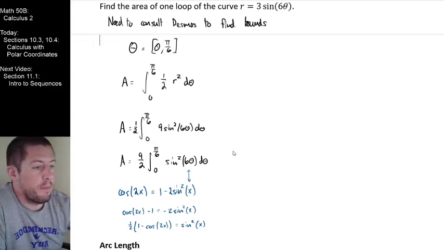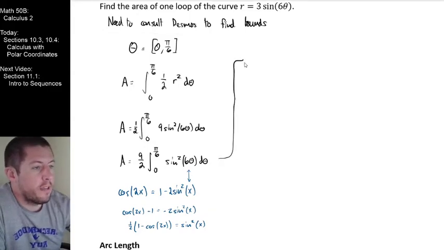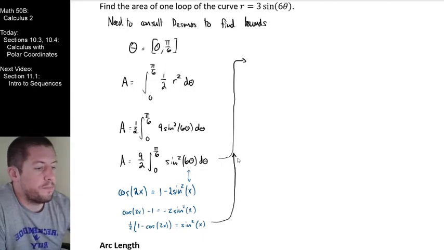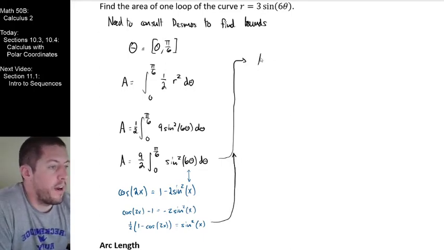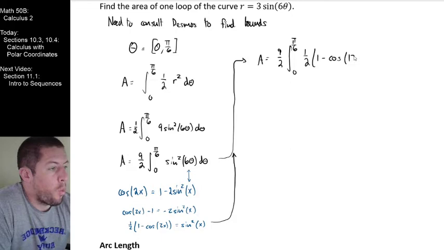So it looks like I'm going to be able to take this with this right here. And this is going to allow me to rewrite our area as 9/2 integral from 0 to pi sixths of 1/2 times 1 minus cosine of 12 theta. And it's 12 because we have doubled our angle. That was officially a double angle formula that we just used right there.